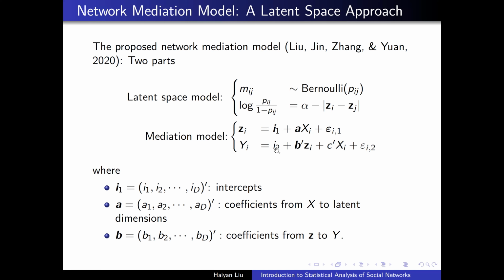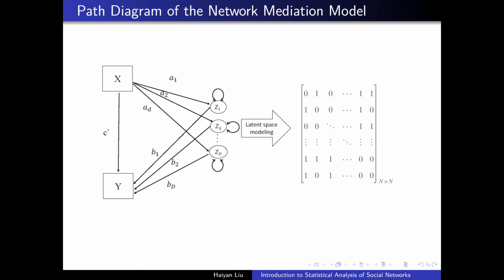However, I2, the intercept, and the direct effect C prime are still scalars. To estimate this model, we need to obtain those coefficient estimates. We could fit both the latent space model and the mediation model in one framework using the Bayesian estimation method, which could be run in JAX.